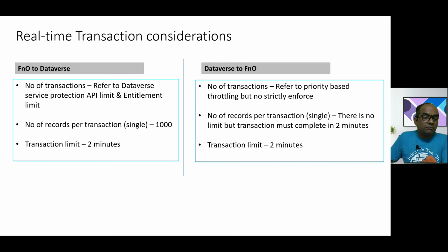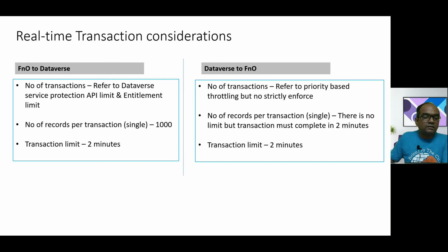However, the number of records per transaction, which is a single call, is limited to 1,000 records. Think about a scenario where you have a purchase order in FNO and you want to share that information through dual write, or maybe a sales order. If that purchase order or sales order contains more than 1,000 records as lines, then that transaction is going to fail because there is a limit on the number of records per transaction from the FNO database.